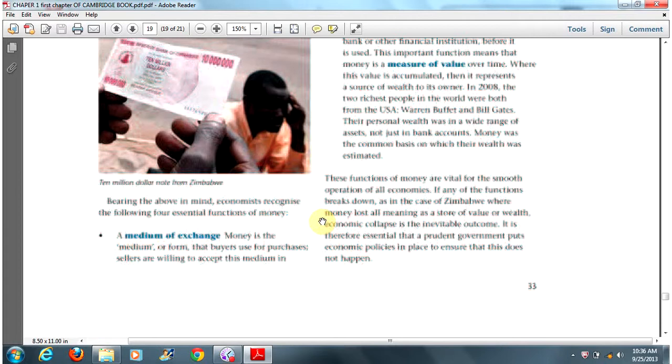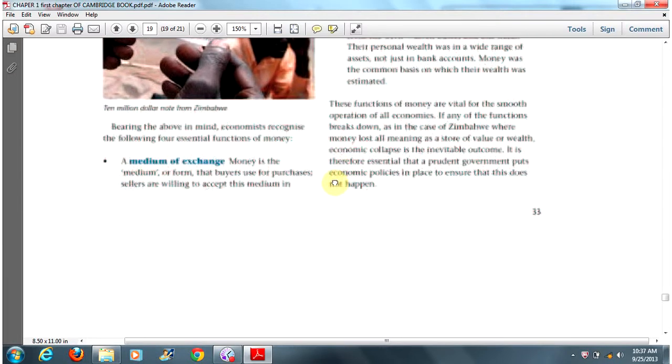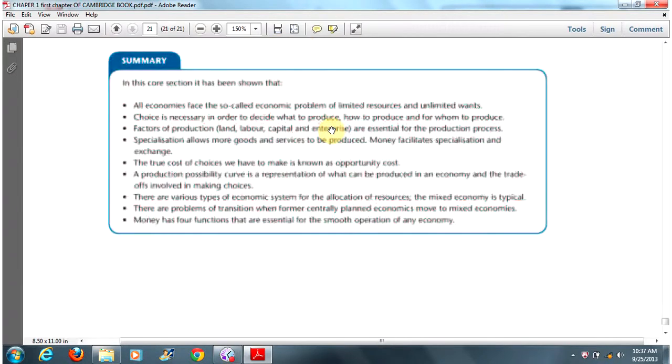Summary. In this section, it has been shown that all economies face the so-called economic problem of limited resources and unlimited wants. Choice is necessary in order to decide what to produce, how to produce, and for whom to produce. Factors of production, land, labor, capital, and enterprise, are essential for the production process. Specialization allows more goods and services to be produced. Money facilitates specialization and exchange.